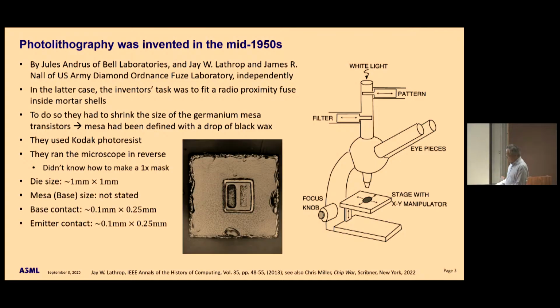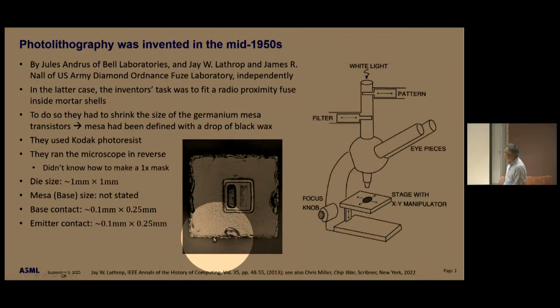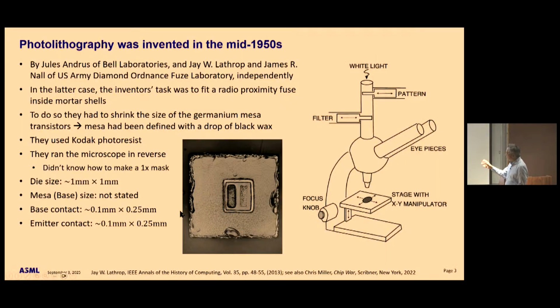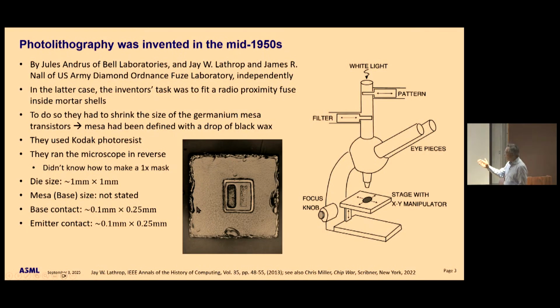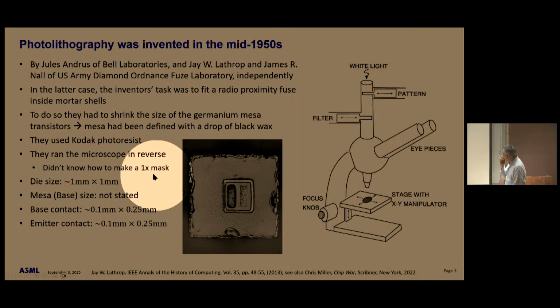The die is about 1 millimeter by 1 millimeter, and this is a mesa. The base size was not stated. The base contact, this little guy, one of these guys, is 0.1 millimeter by 0.25 millimeter. Nowadays, it's gigantic, but back in those days, it was hard to make. And then they also had to make the emitter contact, which is the other rectangle right here, okay?